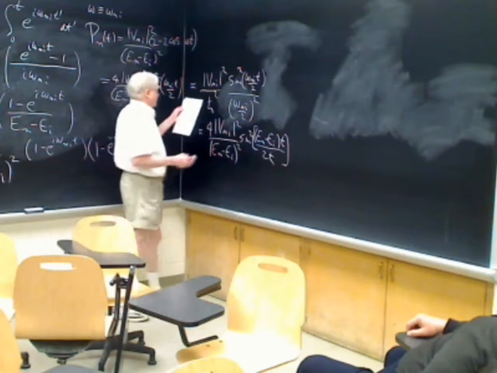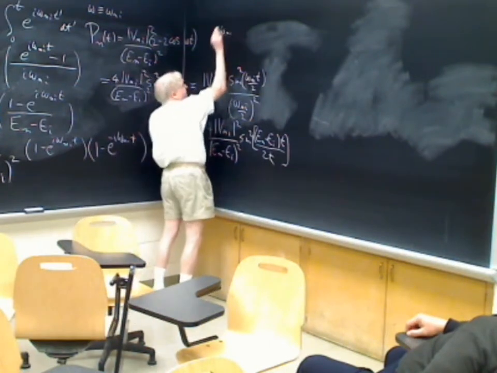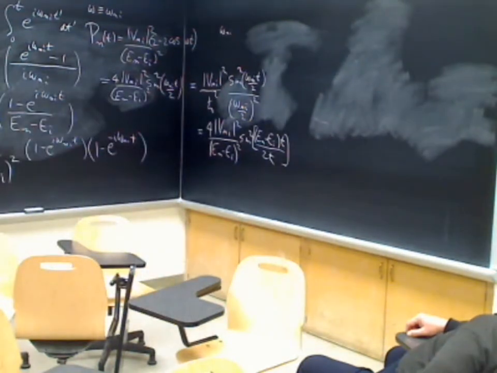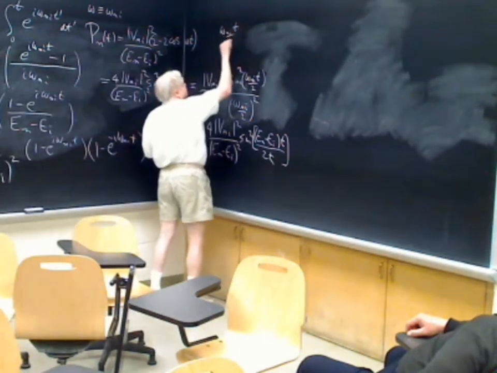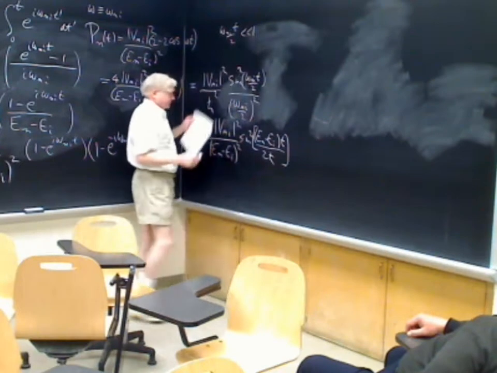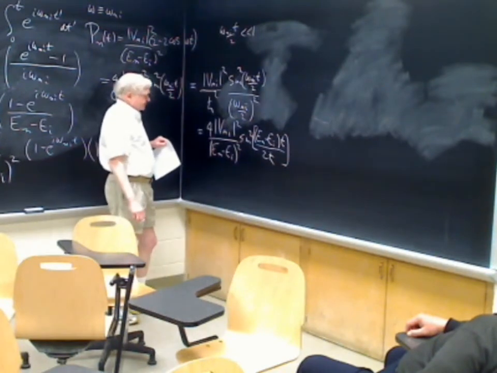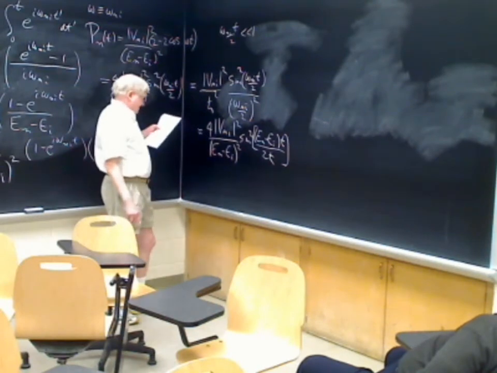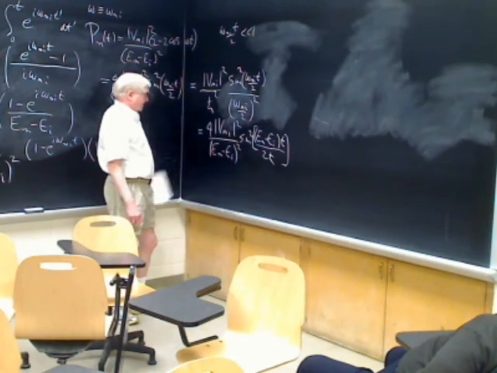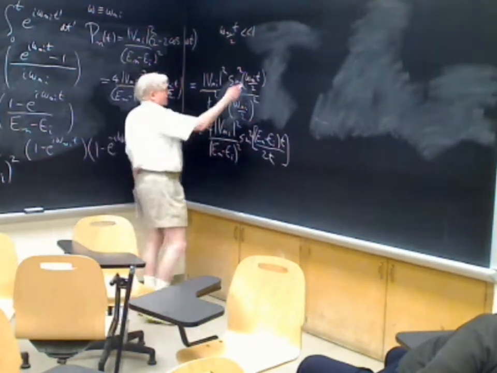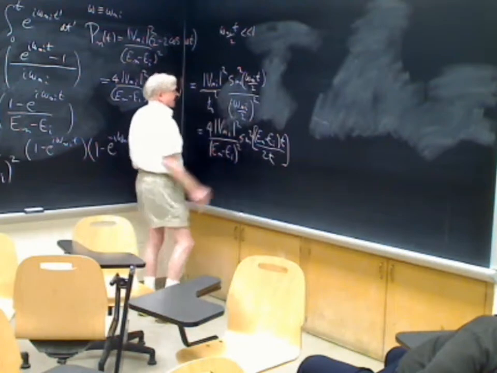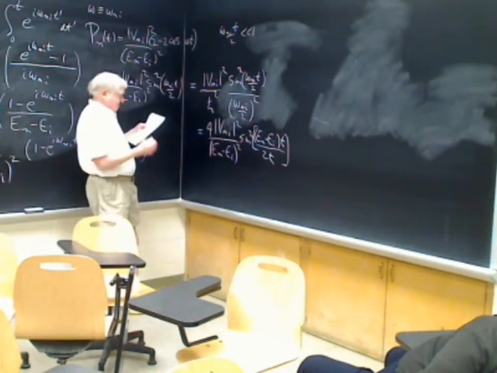Okay, so let's think about the case where omega_ni, and remember that's the difference in the energies over h-bar, times t over 2, suppose that's a lot less than 1. In that case, this thing rises as, okay, so we're looking at it here. When this is small, it's essentially a constant, but it rises as t squared, actually.